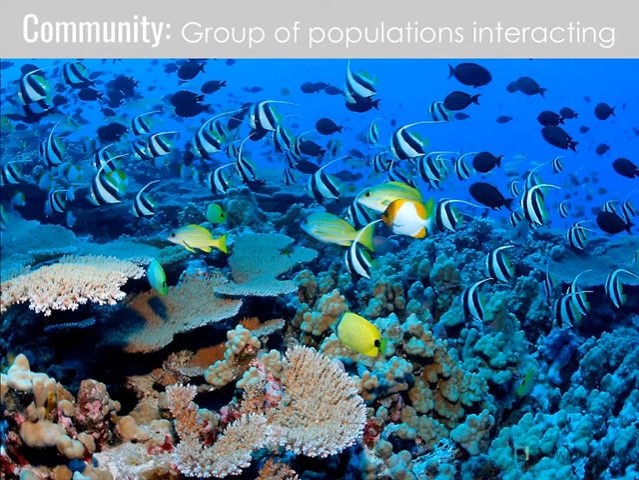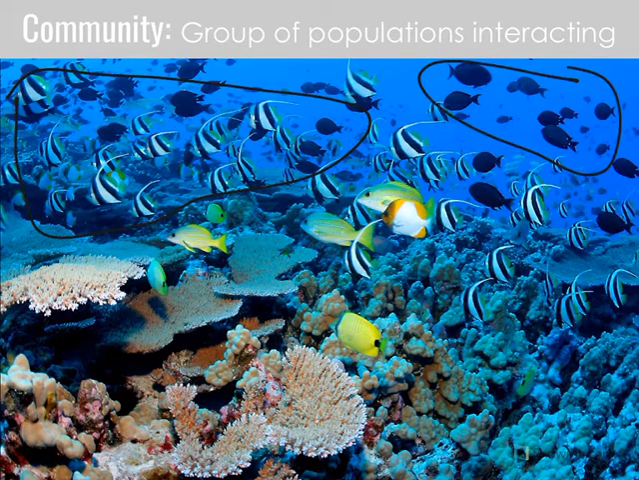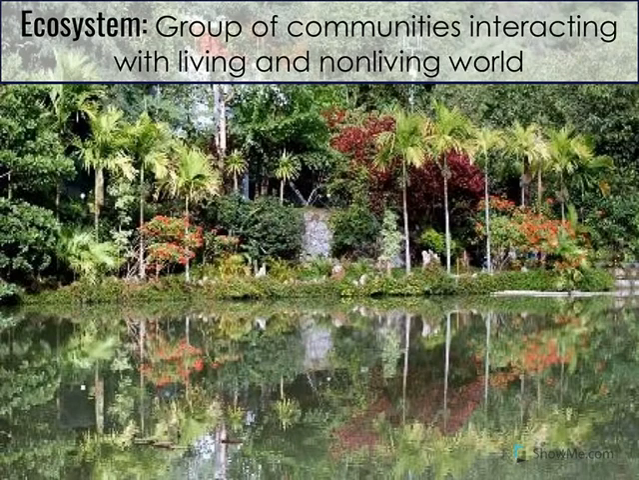From there, if we have several populations of different species interacting in the same area, we call that a community. So here we would have a community. We see different populations of different types of fish here, and they're interacting with different types of coral. So these are different populations all interacting to make up this community. When we have several communities together, notice how we're going larger and larger scale, we then make up an ecosystem.